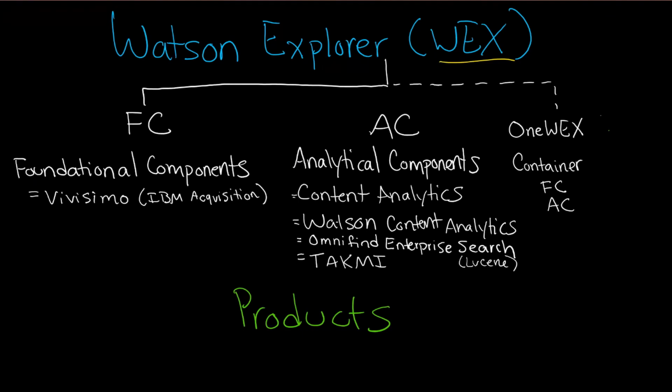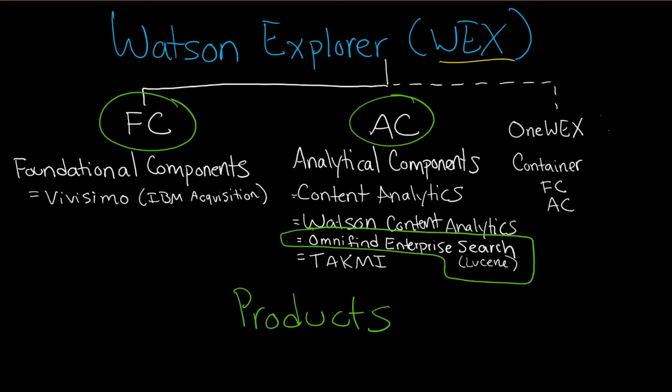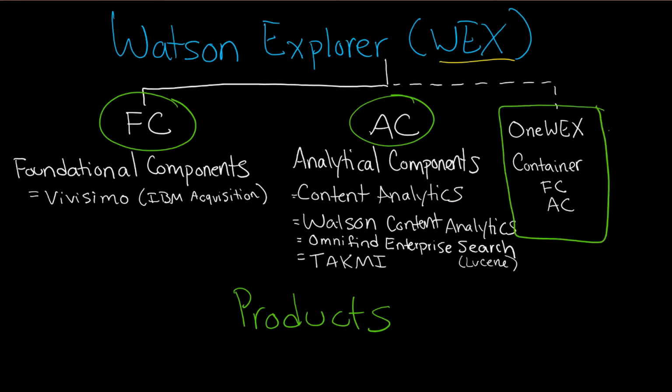Well, it turns out WEX by itself is not an individual product. It's composed of three separate products: Foundational Components, Analytical Components, and OmniFind Enterprise Search, which is what provides Lucene. Now, Foundational Components was actually an IBM acquisition of a company called Vivisimo. Analytical Components was formerly called Watson Content Analytics and is also called just Content Analytics, or CA. But TACME is really the core of the analytical components, which is much like Natural Language Toolkit from Python, but gives you sentiment analysis and some other things built in. OneWEX is a Docker container that holds both FC and AC.